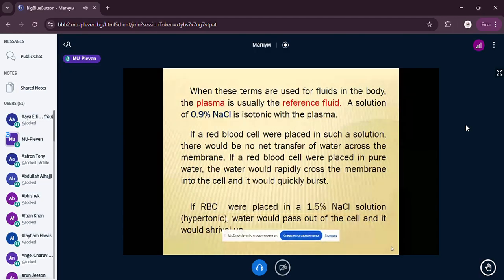And so here you can discuss what would happen if a red blood cell is placed in a hypotonic or hypertonic solution in relation to plasma. What would happen, you must know if you understand osmosis. If it is hypotonic, water will enter the erythrocyte, and they will burst. If hypertonic, water will leave the erythrocyte, and they will shrink.